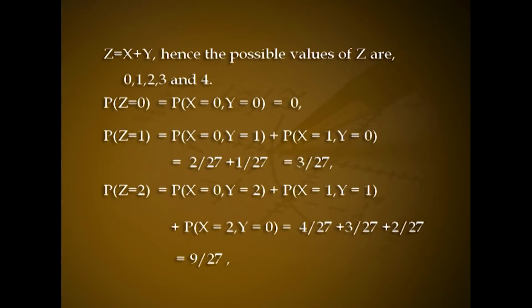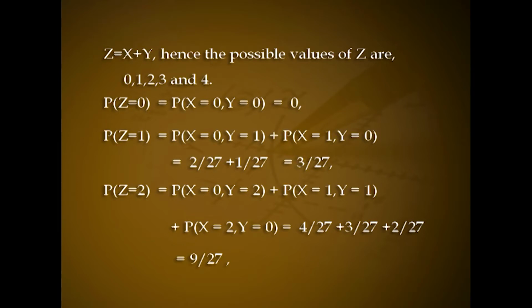Z equal to x plus y. Hence, the possible values of z are 0, 1, 2, 3 and 4. Probability of z equal to 0, that is p of x equal to 0 comma y equal to 0, that is equal to 0. P of z equal to 1, that is p of x equal to 0 comma y equal to 1 plus p of x equal to 1 comma y equal to 0, that is 2 by 27 plus 1 by 27, that is equal to 3 by 27.